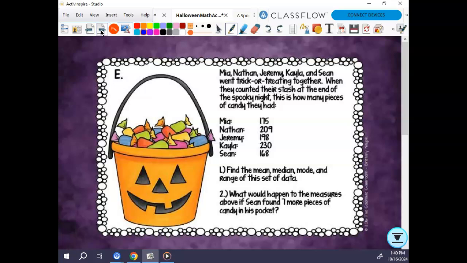So then mean, mode. Here's what I really want to talk about: what would happen to the measures of central tendency if Sean found 7 more? If he found 7 more, would it change? What would it change? The mode, because you would actually have a mode. The mean and the range. Good. It's not going to change the median, but it would change the mean just a little bit, and it would also change the range. Good deal.